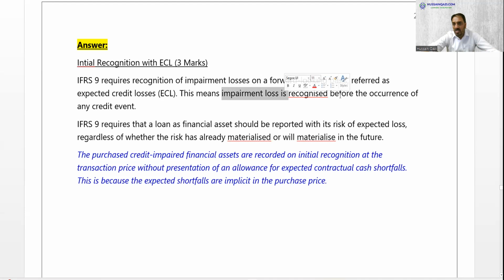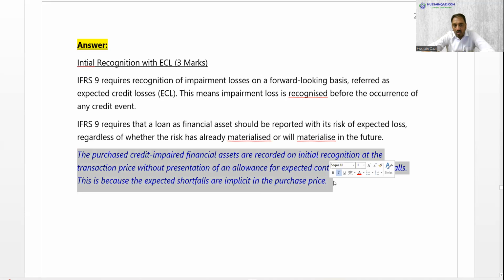This means impairment loss is recognized before occurrence of the credit event. Basic ECL rule. IFRS 9 requires that financial assets should be reported as its risk of expected loss, regardless of risk already materialized or will materialize in future.